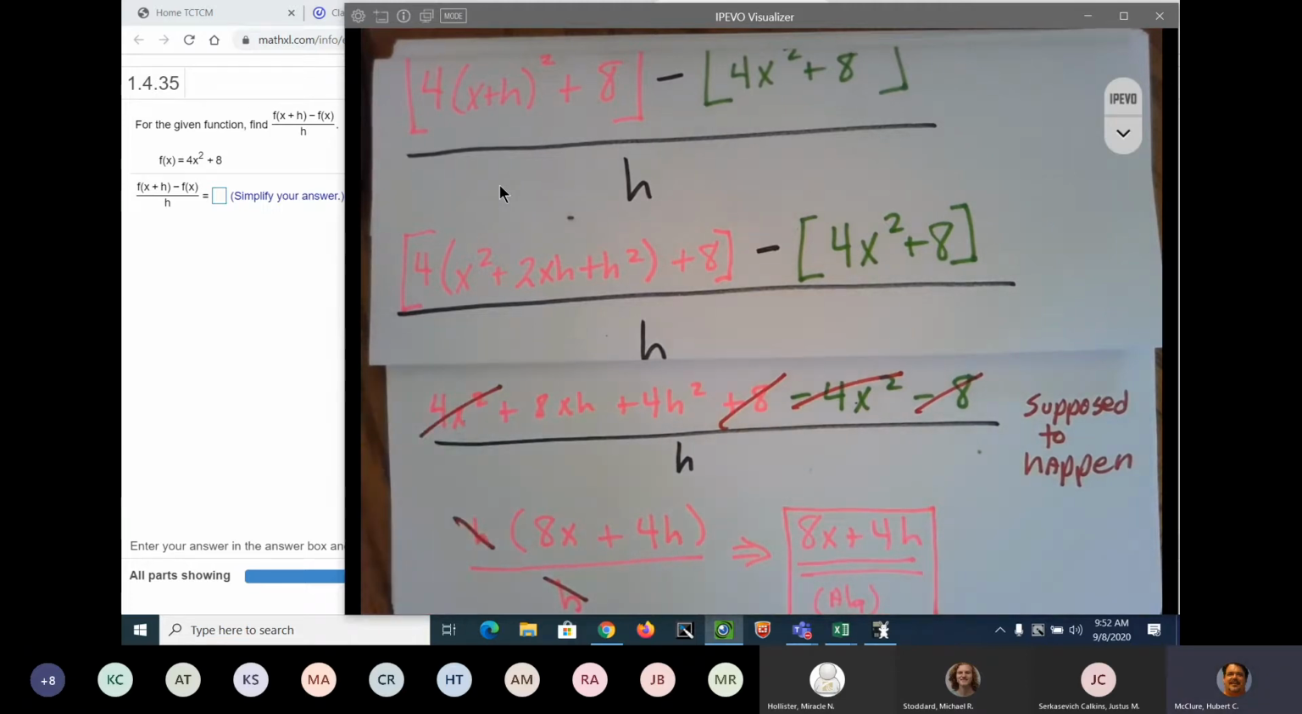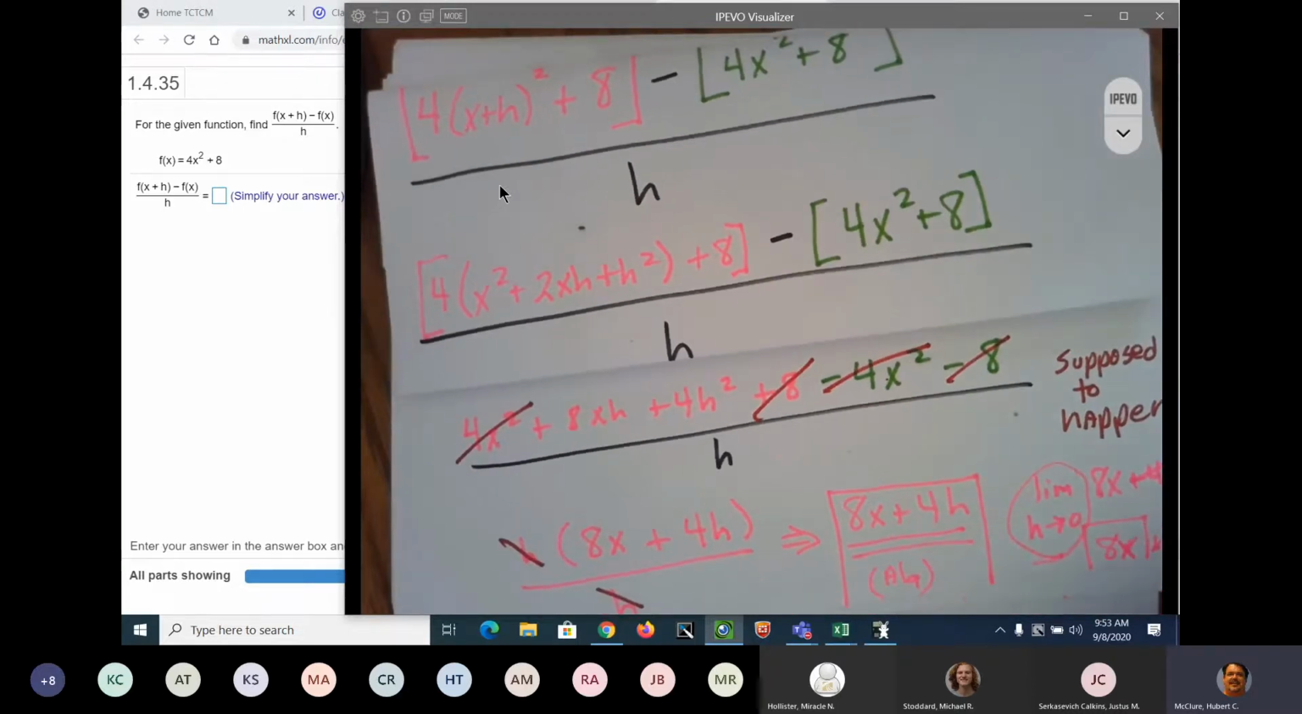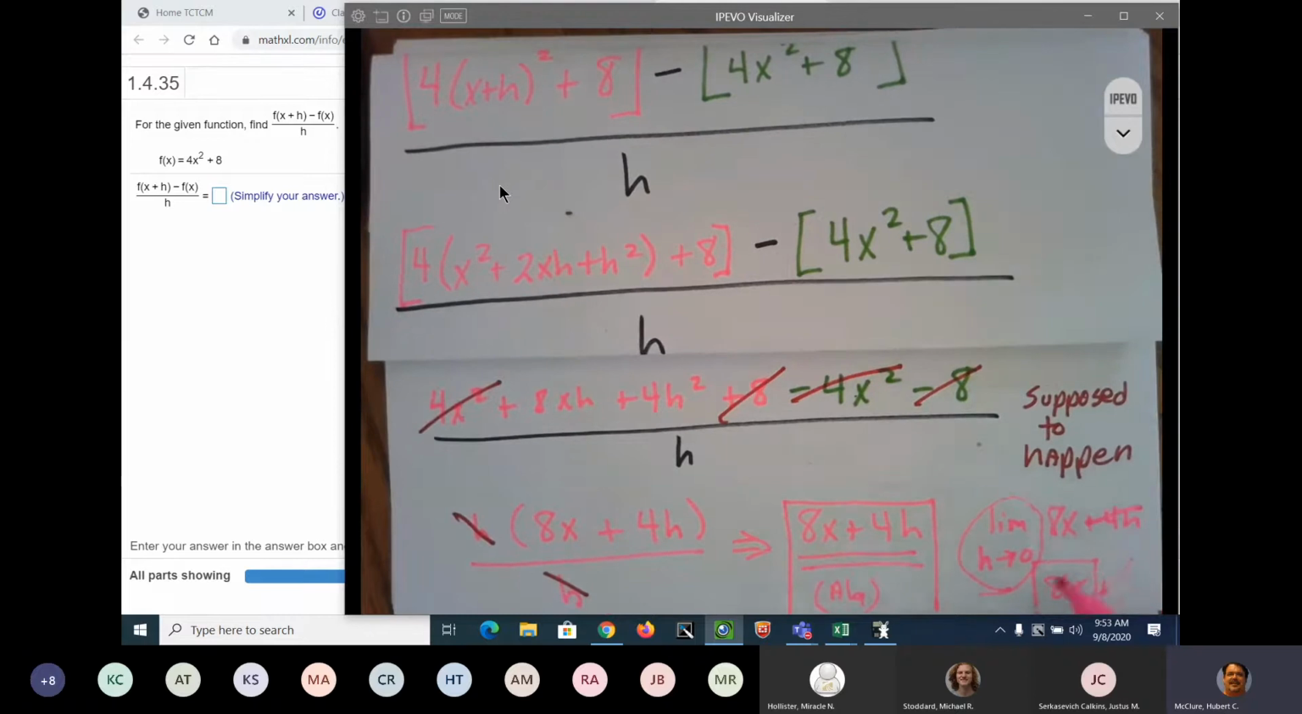Okay, that's your answer for this test. For those of you that had pre-calculus, the limit as h approaches 0 will give you 8x plus 4h. The 4h will cancel, and 8x is your derivative of the original function. That's calculus. That's what you're heading toward. Your first unit test is to do this and get this answer. That's your first unit test in calculus.